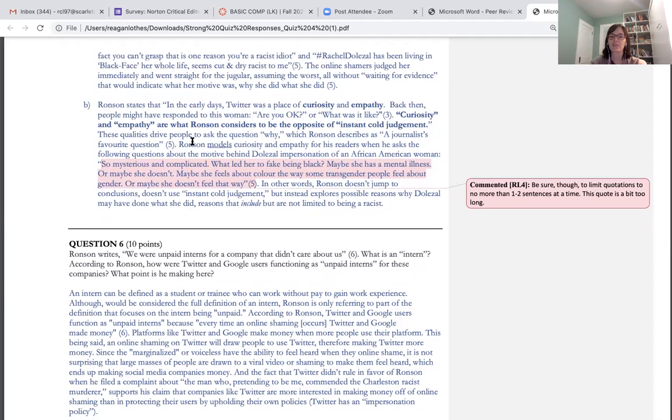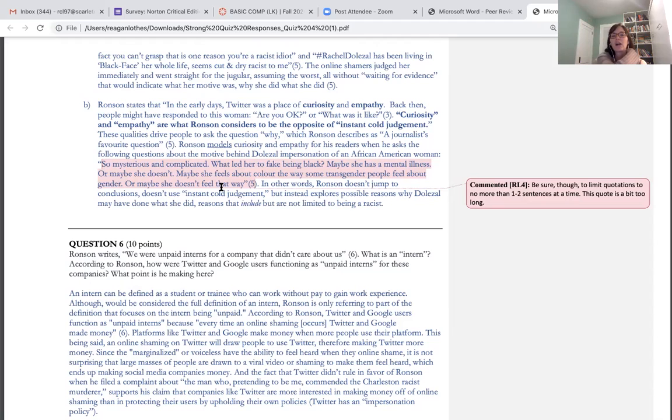Ronson models, and this is some strong analysis here, right? So Ronson models curiosity and empathy for his readers when he asks the following questions about the motive behind Dolezal's impersonation of an African-American woman. In other words, Ronson doesn't just say to us directly, look, here when I'm talking about Dolezal, I'm demonstrating for you what curiosity and empathy is, right? So the writer of this response has performed some analysis, some intellectual work in order to figure out how that part of the essay is functioning in terms of Ronson's overall argument, right? So he's modeling this curiosity and empathy.